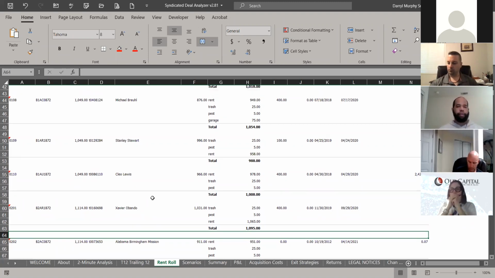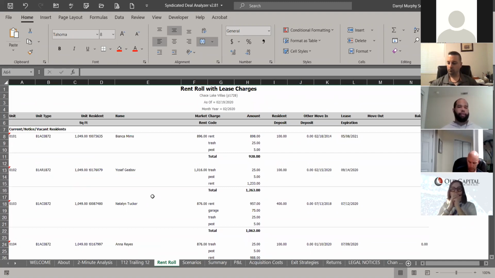Okay. Also I want to let everybody know, this is underwriting for a stabilized product. Stabilized. Okay. If this product is not stabilized, you will not underwrite this way. Okay. So this is a stabilized product.